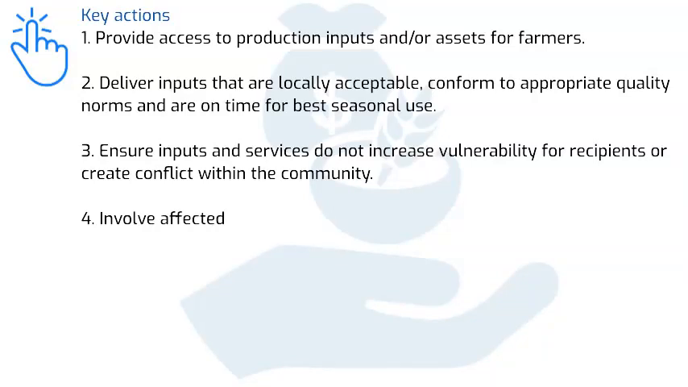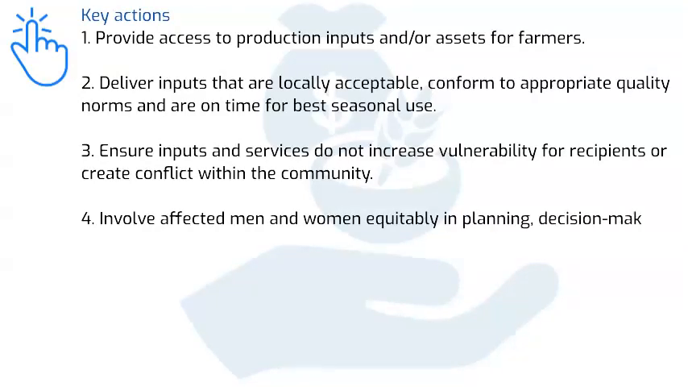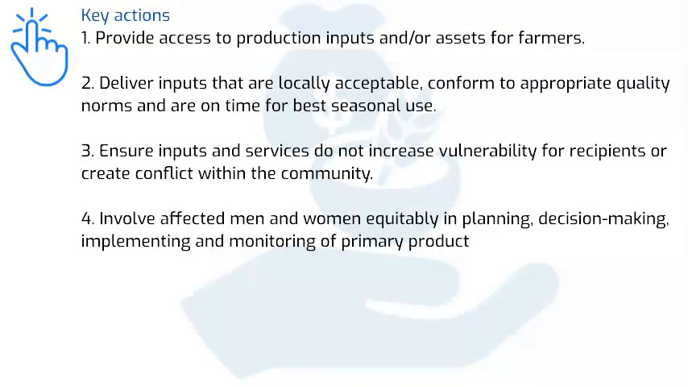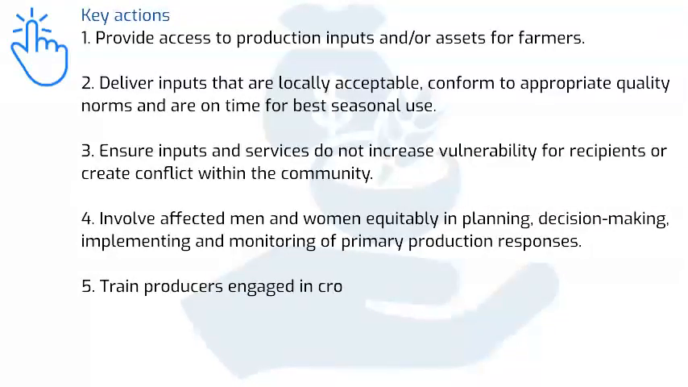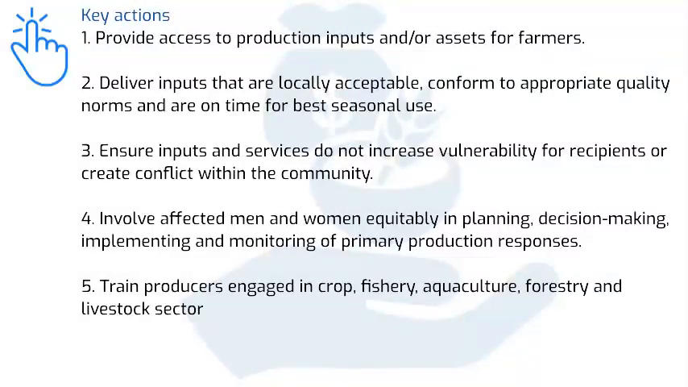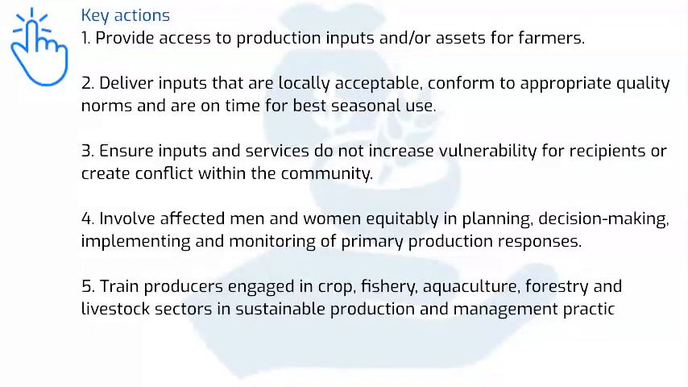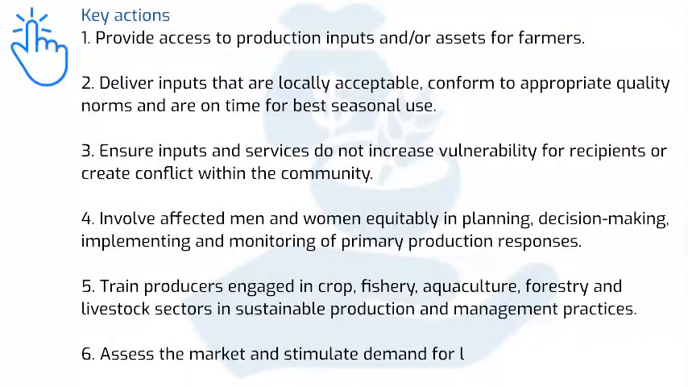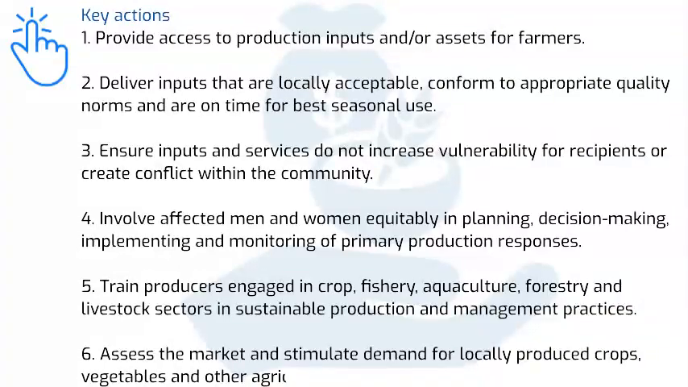4. Involve affected men and women equitably in planning, decision-making, implementing and monitoring of primary production responses. 5. Train producers engaged in crop, fishery, aquaculture, forestry and livestock sectors in sustainable production and management practices. 6. Assess the market and stimulate demand for locally produced crops, vegetables, and other agricultural products.